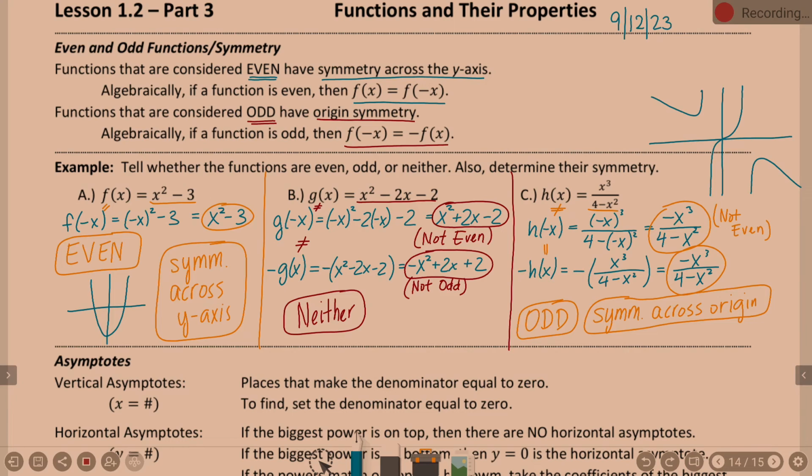What's my next section? Asymptotes. Let's talk a little bit about asymptotes, and we'll have to pick up here tomorrow.